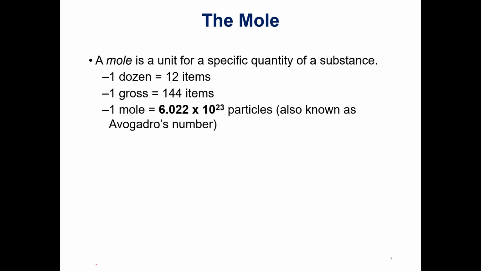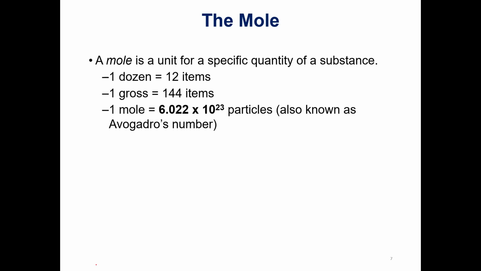A mole is a specific quantity of a substance. Just like if you had a dozen eggs, that would mean that you had 12 eggs. Or if you have a gross of something, that means you have 144 of those items. A mole is a specific quantity just like a dozen or a gross.